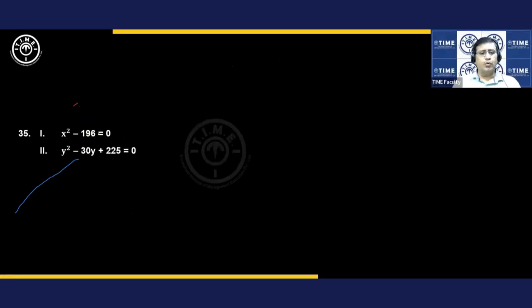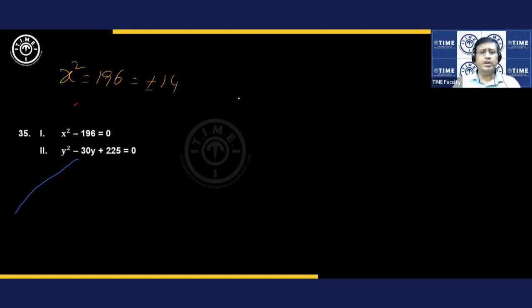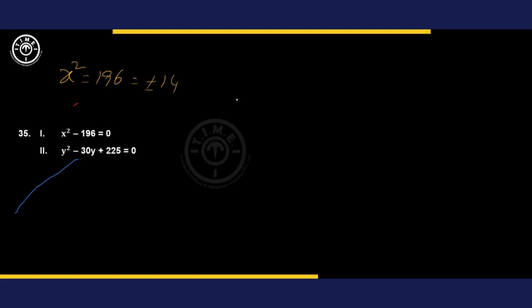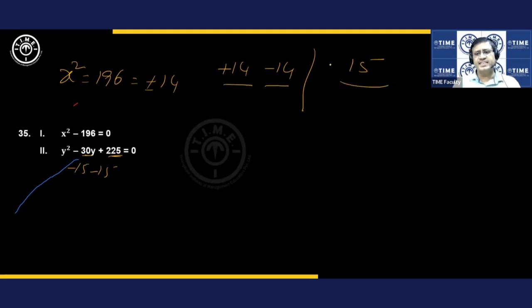X square is equal to 196. X square is equal to 196 means how much is the value of x? Is it 14? Yes, plus or minus 14. So one time it is plus, the other time it is minus. Now look at this one. 15 square is equal to 225. So plus 15. The value of y is equal to how much? 15. Both the values of x are less than y.